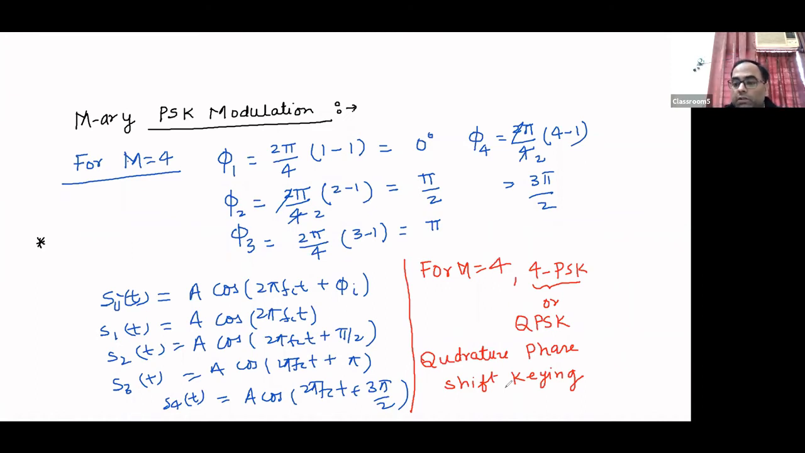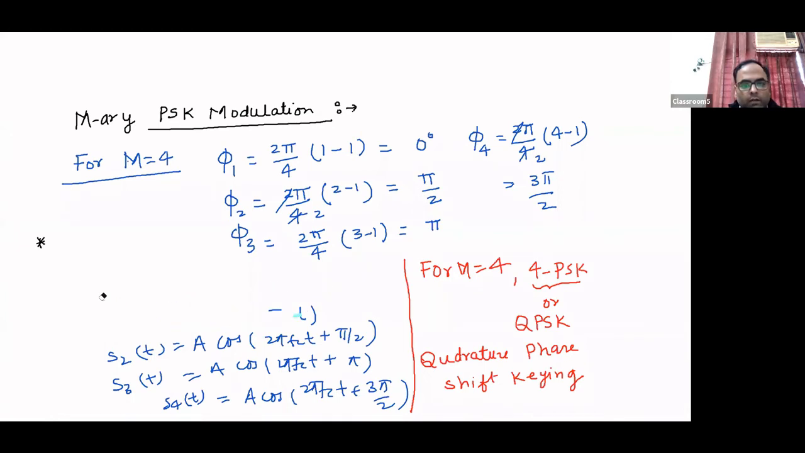Why are we saying it is a quadrature phase shift? Because we are having a total of 4 phases. That's why the name is quadrature phase shift keying. So quadrature phase shift keying is nothing but an M-ary PSK where the value of M is equal to 4. Now further, we can draw a simple constellation diagram, so I should draw the constellation diagram here.